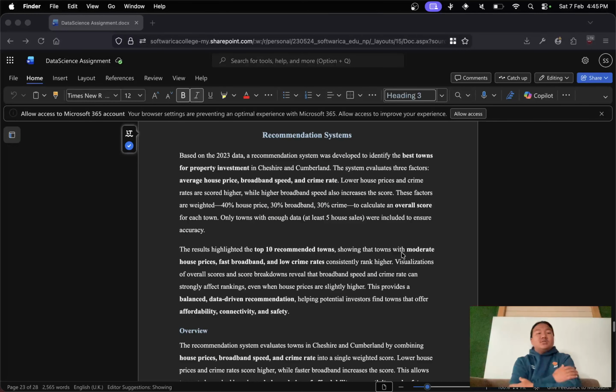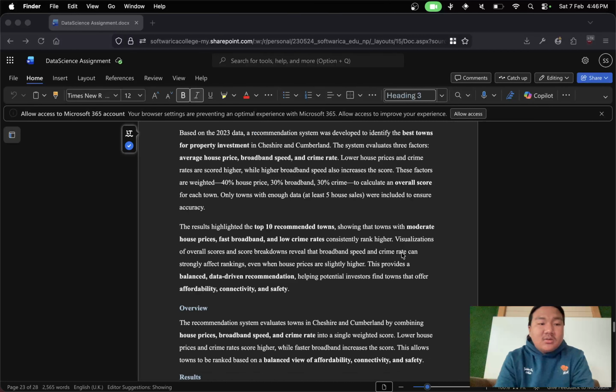For the recommendation system, using 2023 data, a recommendation system was developed. It combines house price with a 40% weight, broadband speed with a 30% weight, and crime rate with a 30% weight. Towns were ranked based on combined score, and only towns with enough data were included to ensure accuracy. The result shows that although Cheshire had the top ranked town, many high scoring towns were located in Cumberland, proving that balanced factors can be more important than price alone.